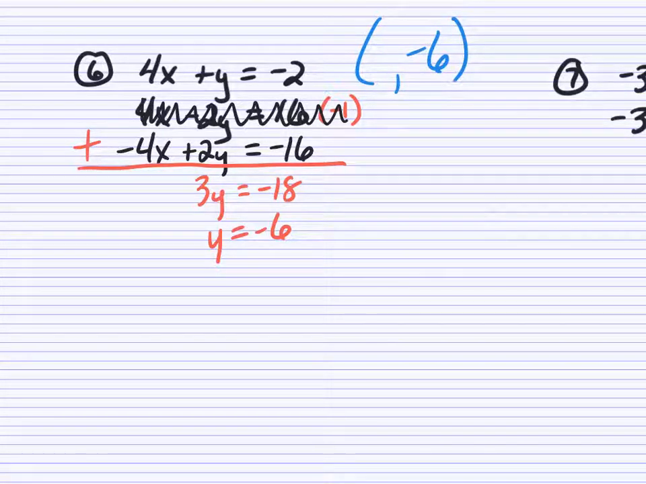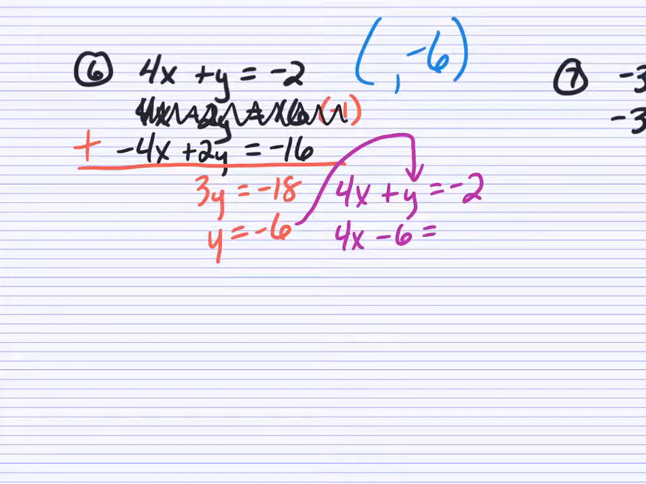I always go back and get the other variable, and I have three options. The top equation, the one that's scribbled out, and the bottom one. I'm going to go with the top one. And y is negative 6, so 4x minus 6 equals negative 2. Add 6 to both sides, and divide by 4. And I get that these two would intersect at 1, negative 6.